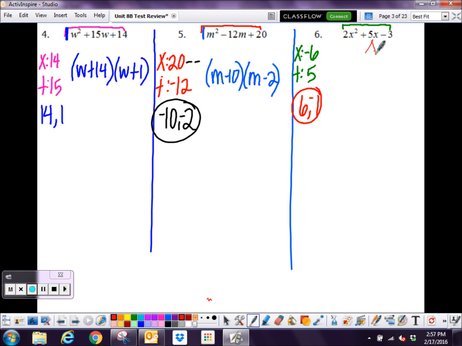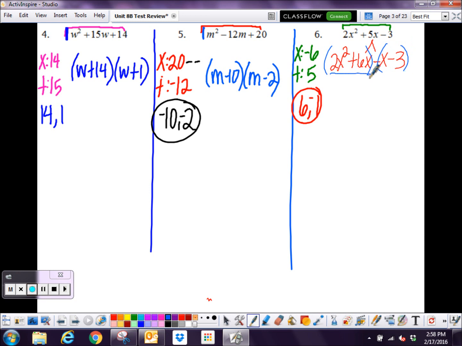I'm going to break that into these 2 numbers that I chose. So a positive 6x and a minus x. You bring your first term down, the 2x squared, and you bring your last term down. Now the process that we use to factor is called grouping. So I'm going to group my first two terms together and group my last two terms together.